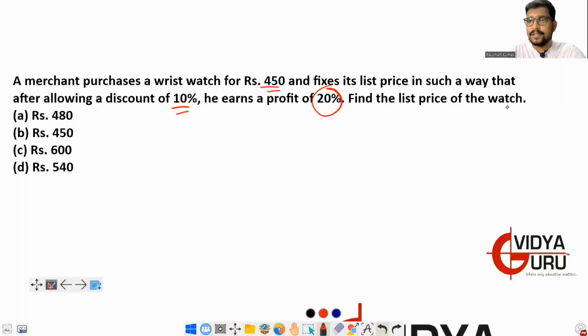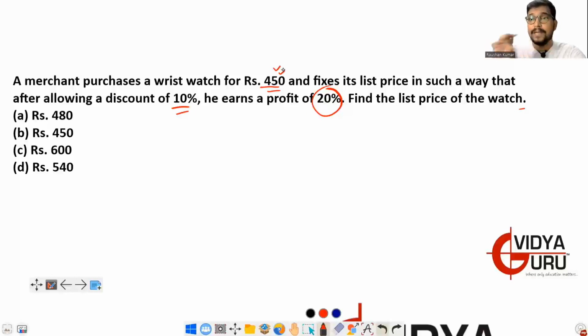Find the list price of the watch. Remember, whenever a question of this type comes, this data is smaller. You can say 450, we can calculate the discount, and thereafter MP, thereafter CP, or thereafter SP. But always use the concept of percentage first, and thereafter use the data. That will be beneficial for us.